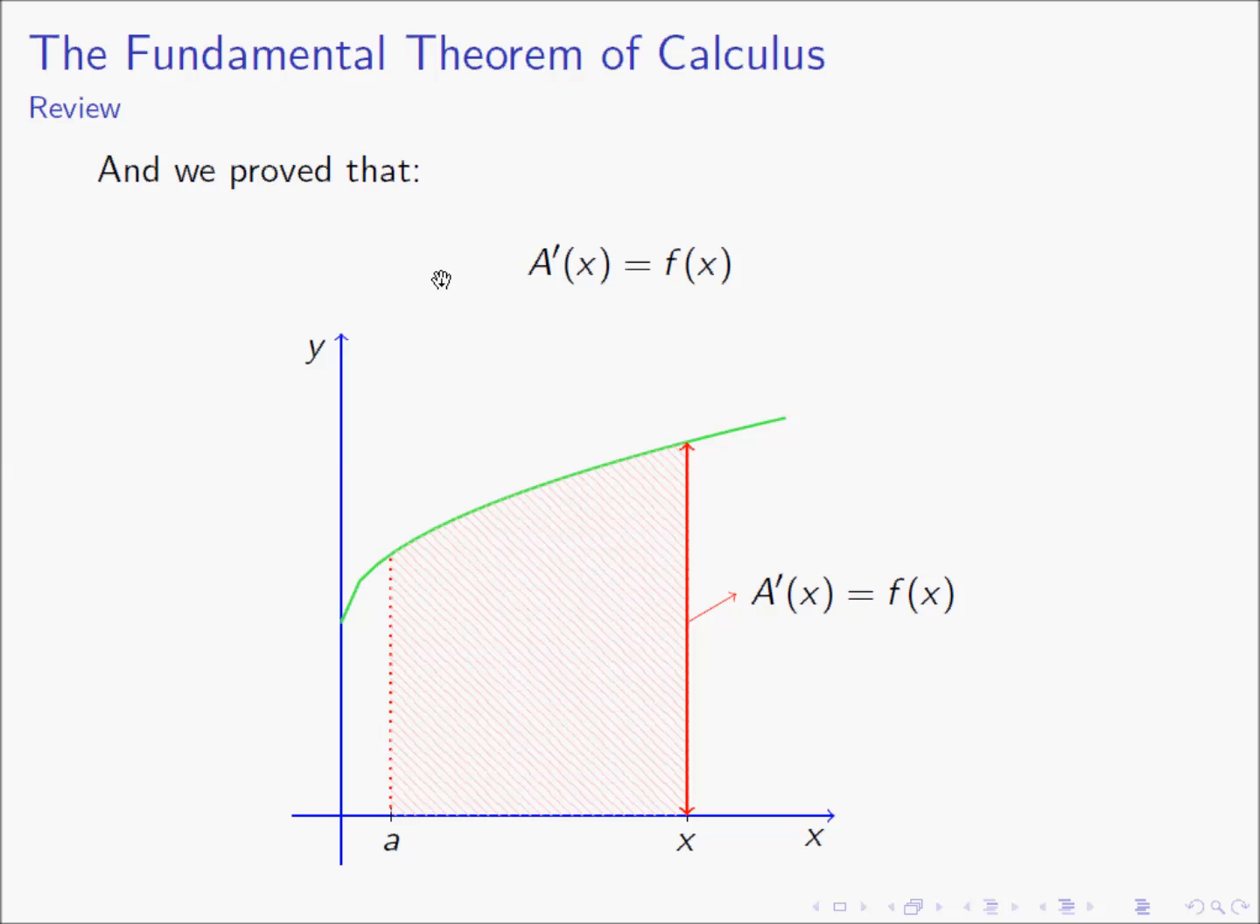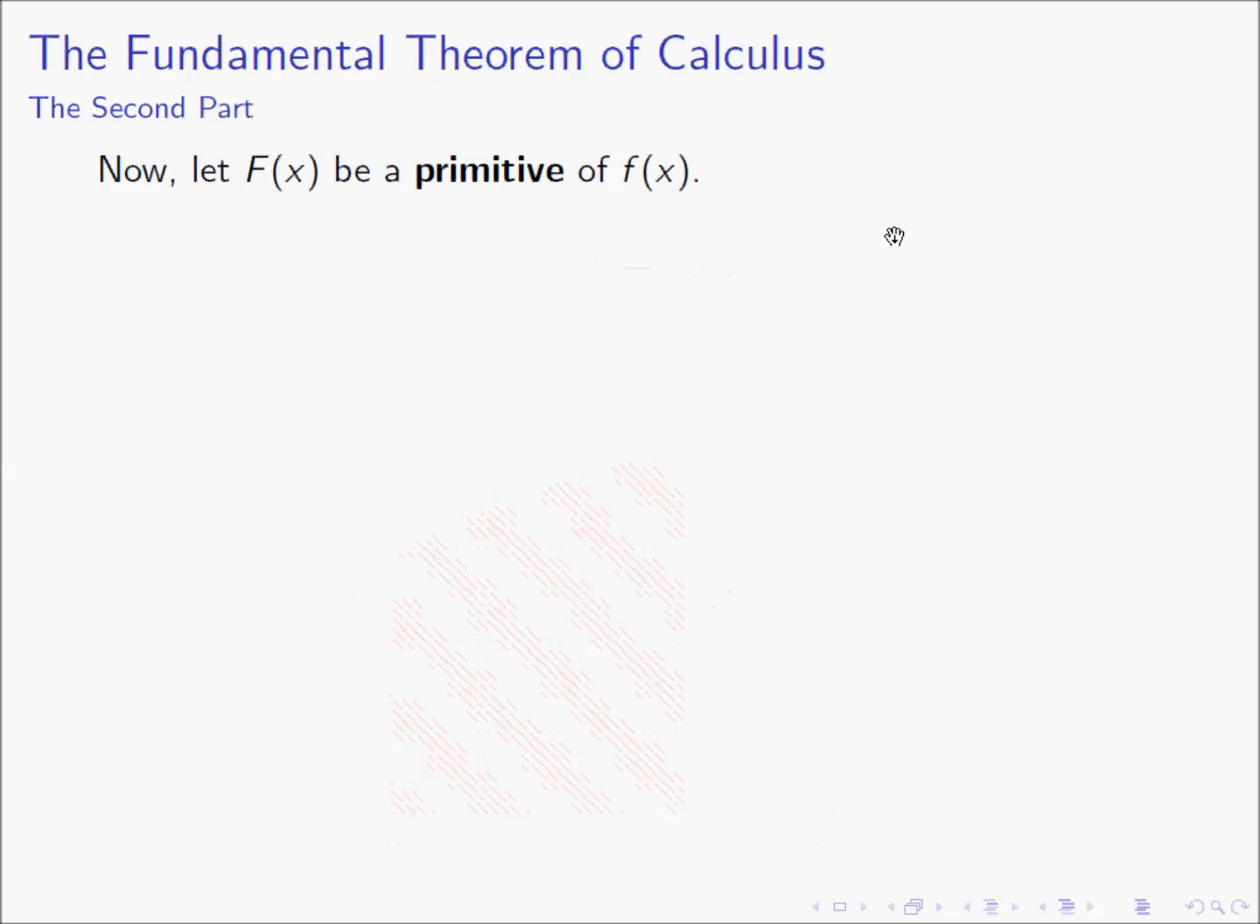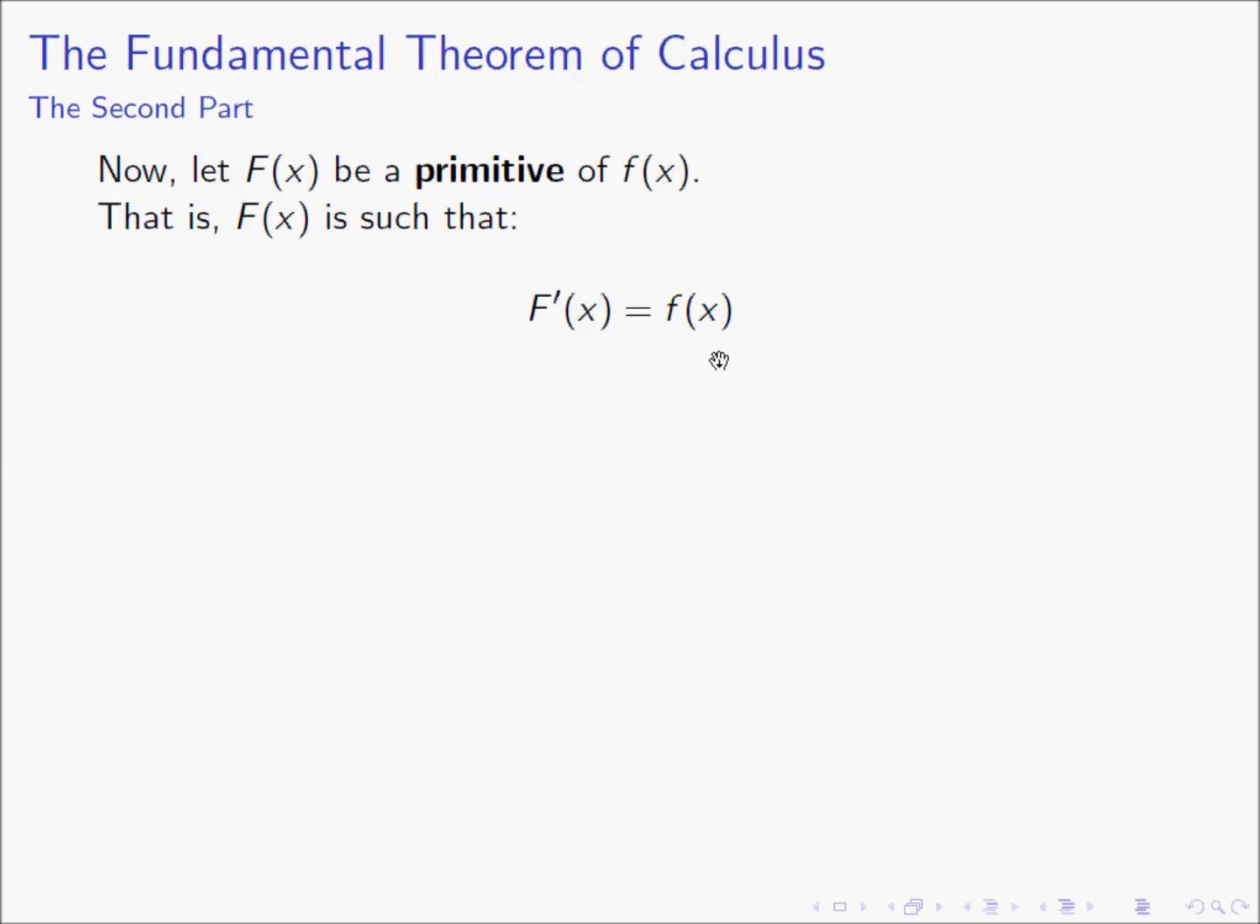So that's what we saw yesterday, and now we're going to prove the second part of the Fundamental Theorem of Calculus, and this is the part that is computationally useful. That is, it allows us to calculate definite integrals. So let's say that capital F of x is a primitive of f of x. That is, F is such that its derivative equals the function f of x. We already studied primitives when we just started to learn indefinite integrals. So this is a primitive, just a function whose derivative is the other function.